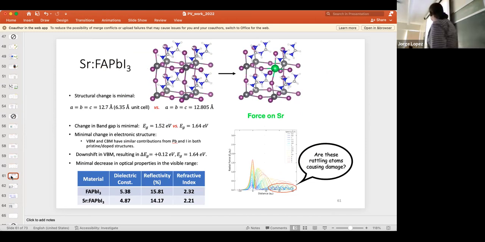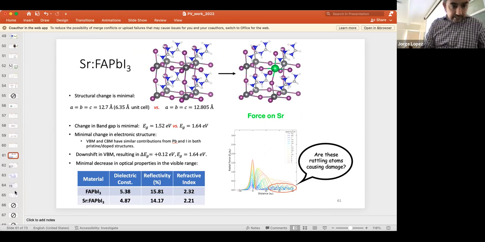Yeah, this is the thing. Are these rattling atoms causing the damage? That's the question that we're asking now, and we're trying to solve that. Let's see, I have another one that I wanted to show.